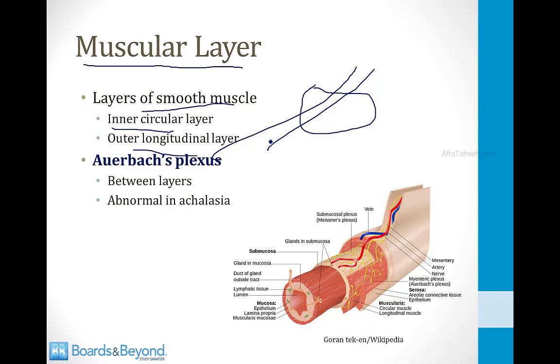In the muscular layer, you can find another nerve plexus called Auerbach's plexus. It's between the layers of smooth muscle, and the key clinical tie-in here is the esophageal disorder achalasia. People with achalasia have difficulty swallowing food, and they have problems with Auerbach's plexus, and I talk about this in more detail in the modules on esophageal disease.